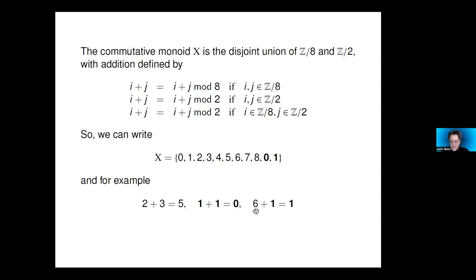But then the interesting case is something like this. So we do 6 plus 1, so that would be 7 maybe, but we take it mod 2, and so we get 1. So you can check this gives you a commutative and associative operation on this 10-element set. That may not be instantly obvious, but it's a fun little exercise.